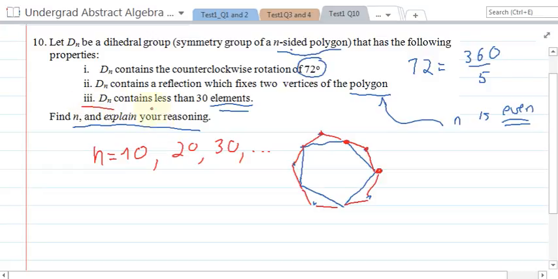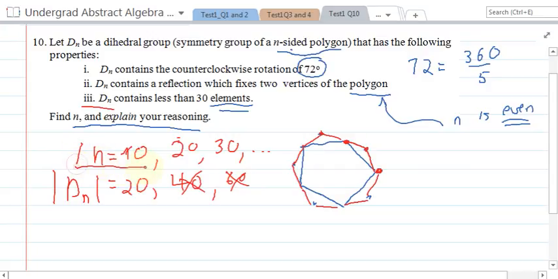All right, now how about number 3? Here it says Dn contains less than 30 elements. Now, how many elements in Dn when n equals 10? Well, here you have to think that if you have a 10-sided polygon, there are 10 rotations and 10 reflections. So this is 20, right? For a 20-sided polygon, you have 20 reflections and 20 rotations. That's 40. So that doesn't work. 60 similarly doesn't work. The only possibility is n equals 10, and that's how we narrow it down. So that's the answer.